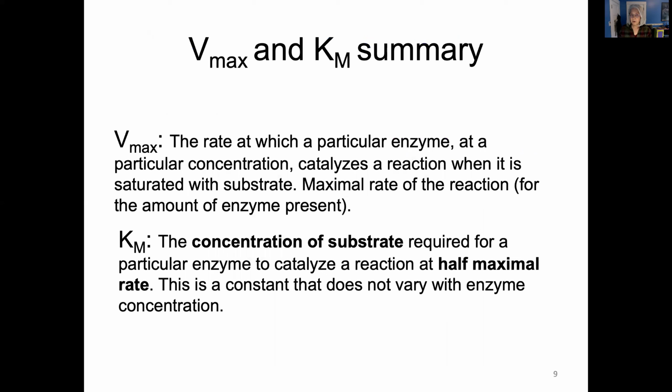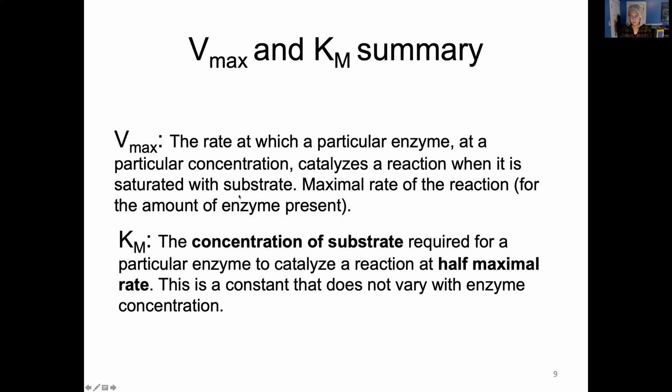Okay, so let's summarize what these terms mean. Vmax is the rate at which a particular enzyme at a particular concentration catalyzes a reaction when it is saturated with substrate. It's the maximal rate for the reaction. Km is the concentration of substrate required for a particular enzyme to catalyze a reaction at half maximal rate. And it is a constant that does not vary with the enzyme concentration.